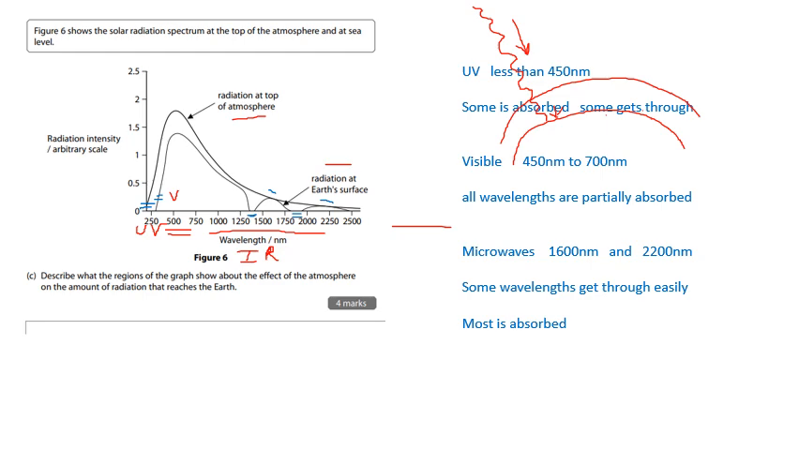And then microwaves, at these wavelengths, some wavelengths get through easily, but most is absorbed. So this is why satellites use microwaves, because one of the reasons they use microwaves is that microwaves pass through the Earth's atmosphere easily. Anyway, good luck with that question. It's a smelly one.